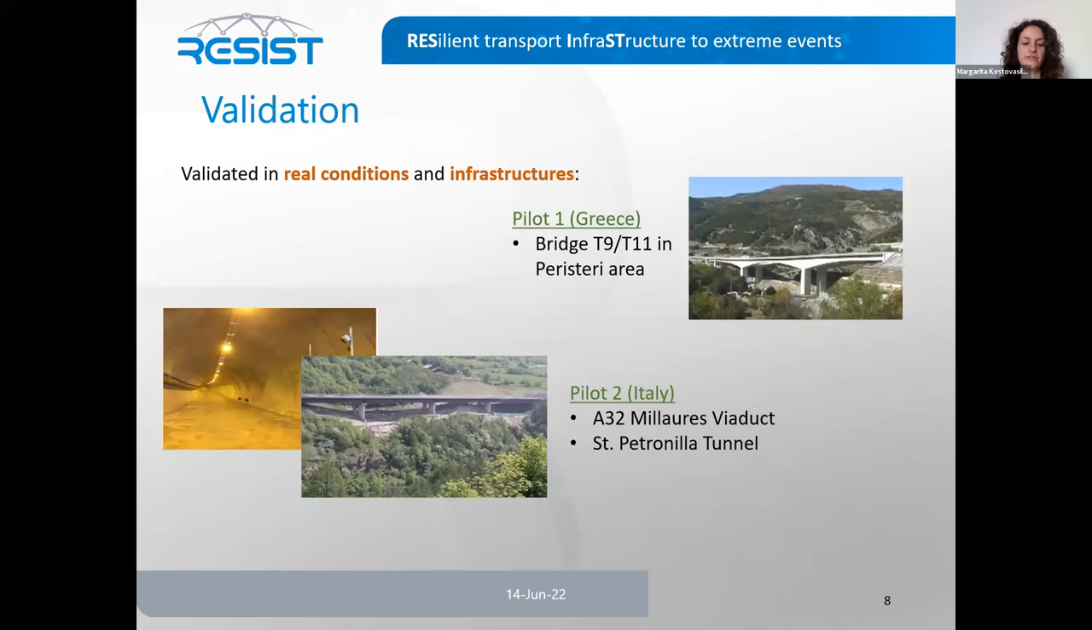The Resist system has already been validated in two pilot demonstrations in real conditions and infrastructure. The first one was conducted in North Greece on the Egnatia Motorway at the bridge TAF9 TAF11, while the second one was in Italy at Techno Staff premises and specifically at the A32 Migliores Viaduct and St. Petronilla Tunnel. Both pilots were successful, and all subcomponents and the Resist system were tested in these conditions with very good results.